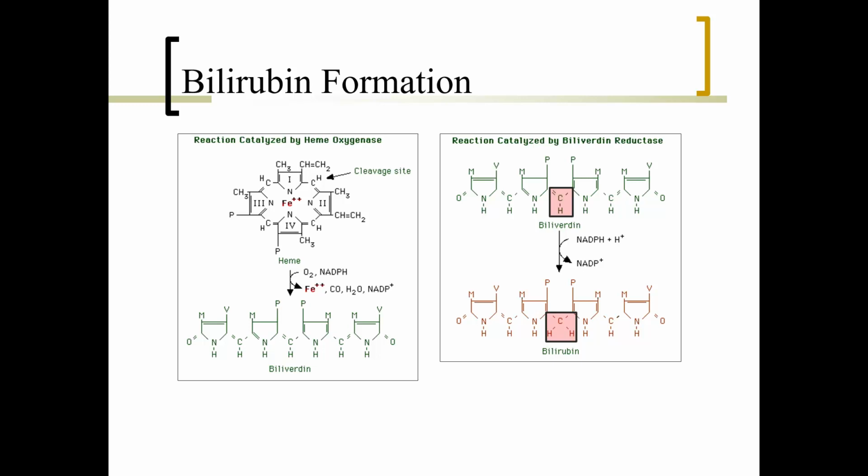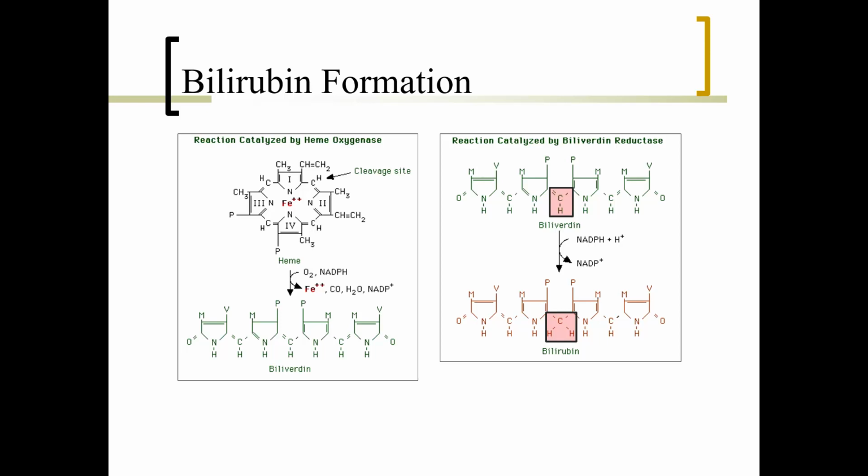When hemoglobin is degraded, it's broken down into bilirubin. Bilirubin is a waste product, and this waste product has to be eliminated from the body. If bilirubin accumulates in the body, it can cause a whole bunch of issues, including brain disturbances and even death.